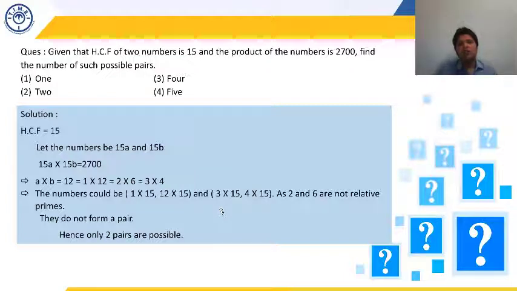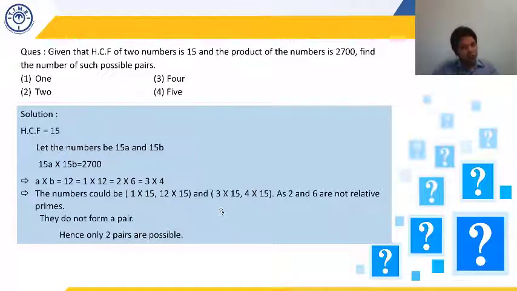Let me just explain it once again. HCF given here is 15. So if HCF is 15, then 15A and 15B are going to be our numbers, because the numbers contain 15 and the maximum common part between them is 15. So A and B have to be co-prime, or they do not have any common part. Now the product between them is given as 2700. So 15A into 15B is 2700, or A into B will become 12. So how can 12 be written as a product of two numbers? 1 into 12, 2 into 6 and 3 into 4.